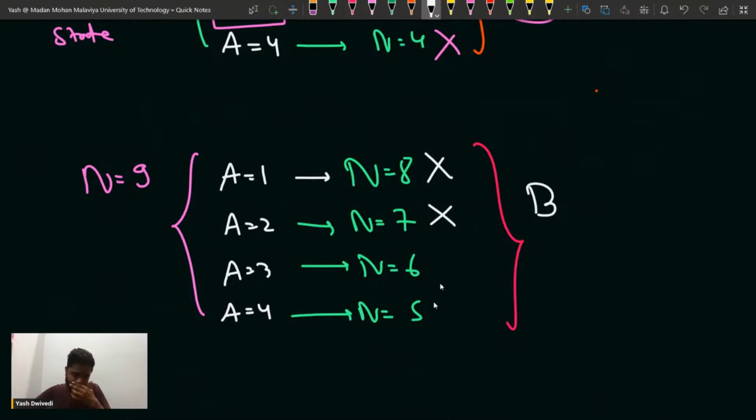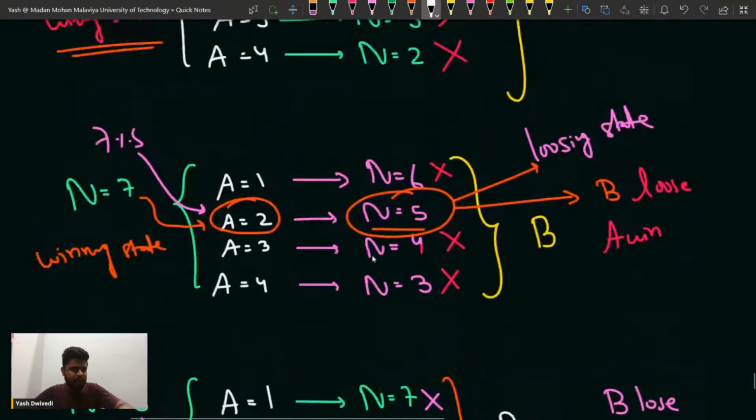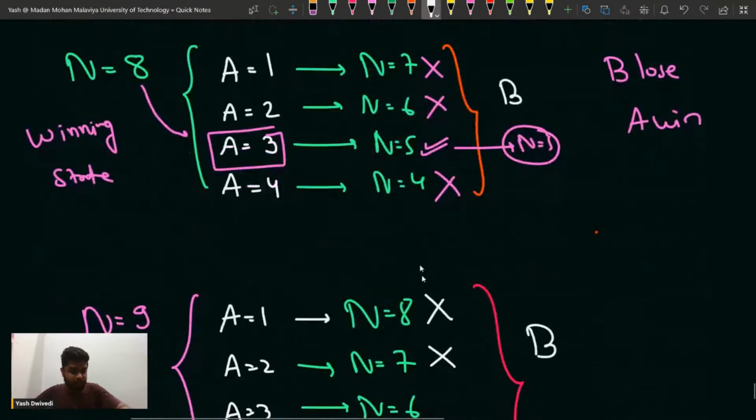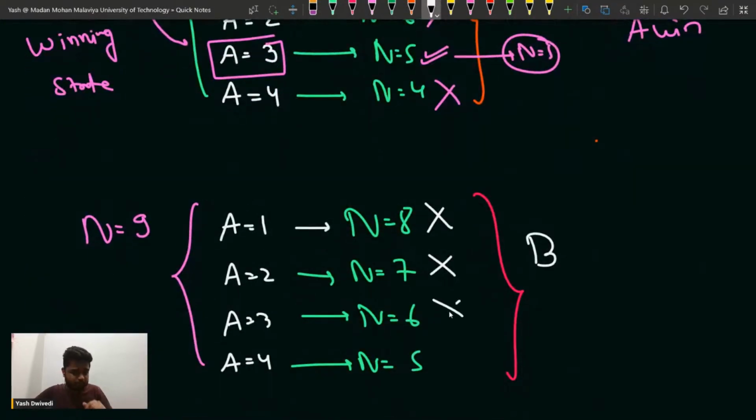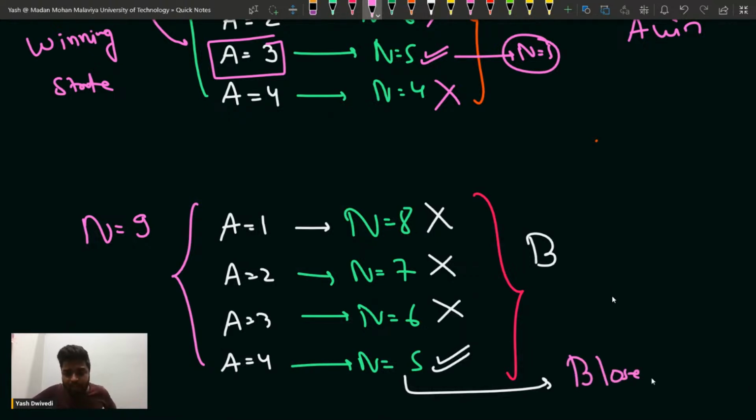If n is equal to 6, I don't want b to win, because 6 is also a winning state. We have already seen that 6 is a winning state. Then if n is equal to 5, in that case I want to give this particular value, because when I give this value, b will lose. Because 5 is a losing state, any player getting 5 will lose. We have already determined this. So in this case b will lose and a wins, right?